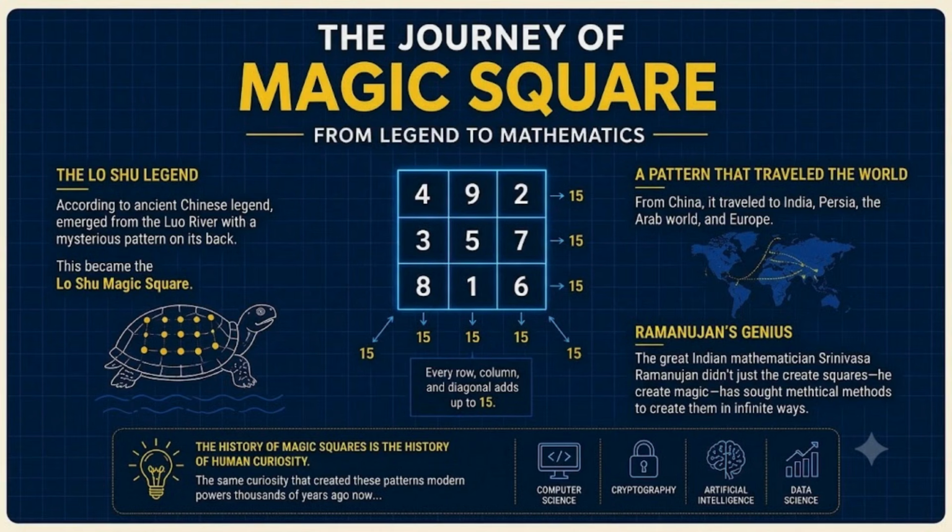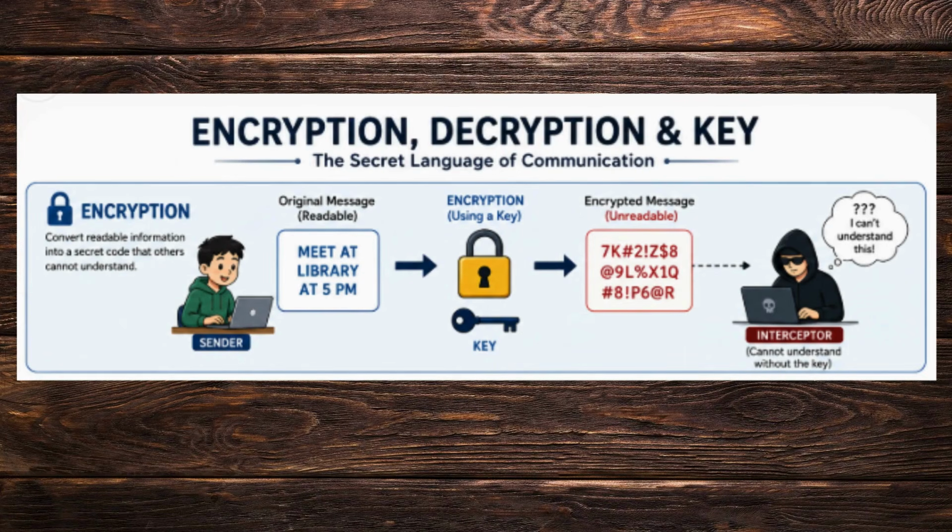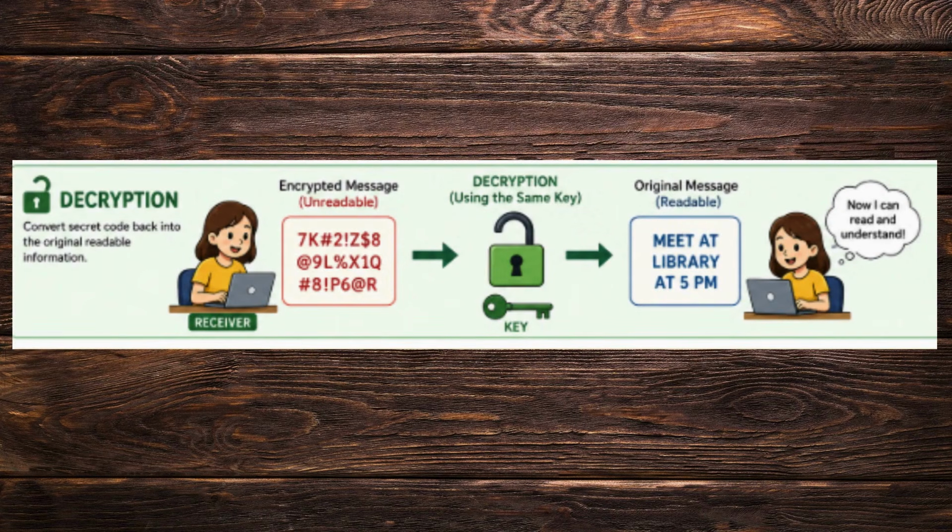And that's exactly what we are going to decode step by step in this video. Welcome to the amazing world of magic squares. Now imagine you want to send a secret message to your best friend, but you don't want anyone else to understand it. What would you do? You would convert your message into a secret code. That's called encryption. Your friend receives the message, but it's still in code. To read it, they must convert it back into the original message.